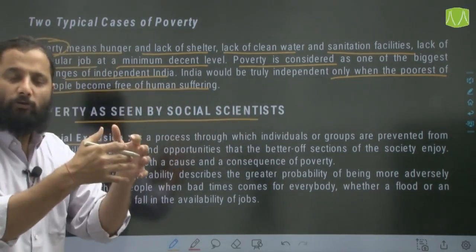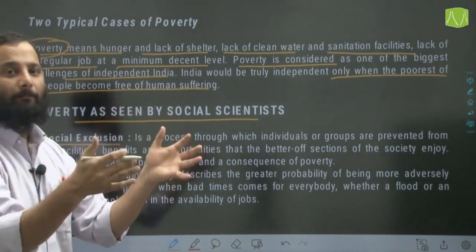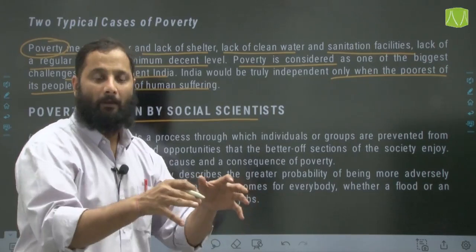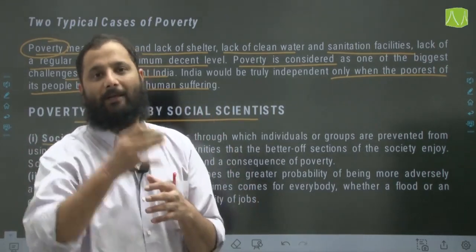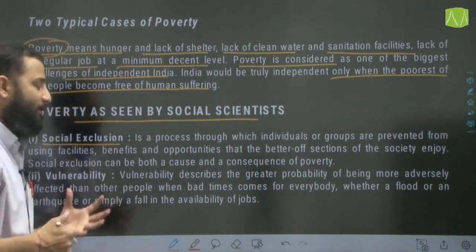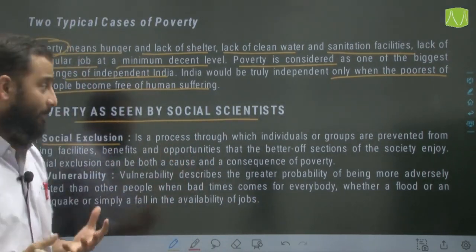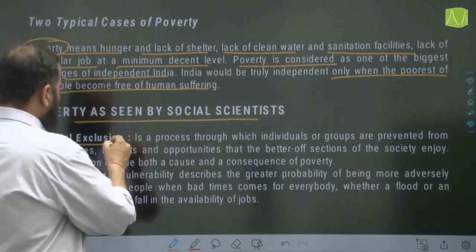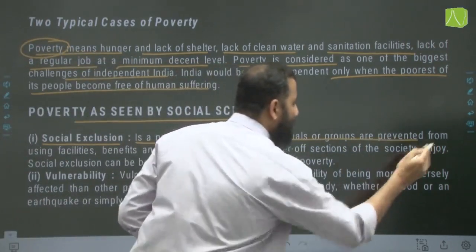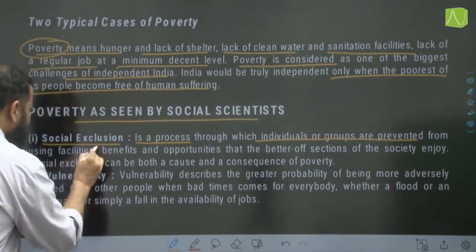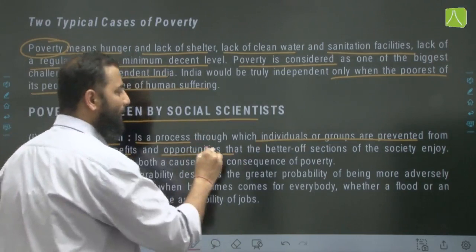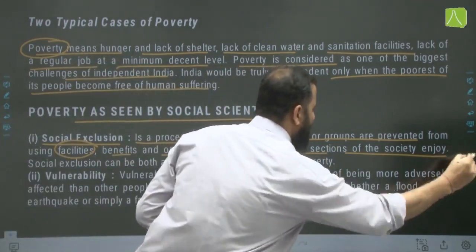Why? Because most of the poor people you will find staying in places which again are occupied by the people who are also poor. A poor person cannot afford to stay in a posh locality or a rich locality where all facilities are being provided, because he cannot afford that. वो वहां नहीं रह सकते. So social exclusion क्या हुआ? It is a process through which individuals or groups are prevented from using some certain basic facilities, benefits and opportunities that the better off sections of the society enjoy.